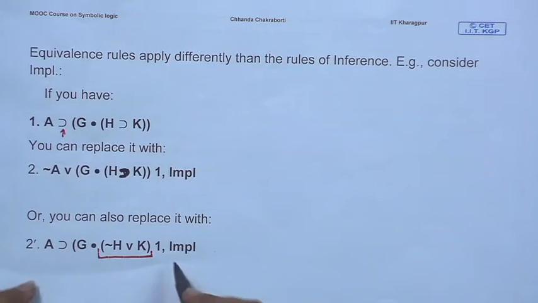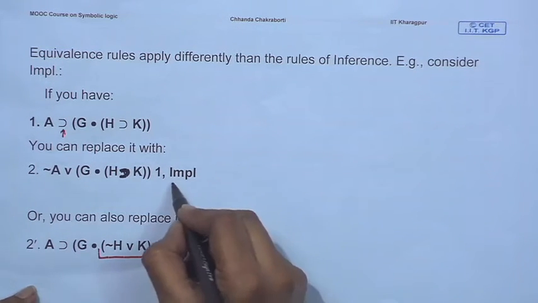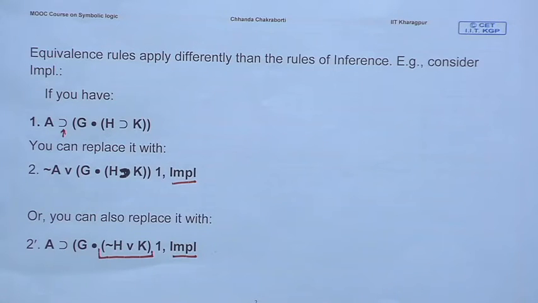Okay. The rule here, implication, is a rule of equivalence, and that is why you could do this, but you cannot do this with a rule of inference. So, you need to know which one is a rule of inference and which one is a rule of equivalence, because there are things that you can do with rules of equivalence which are not permissible if you are handling a rule of inference.